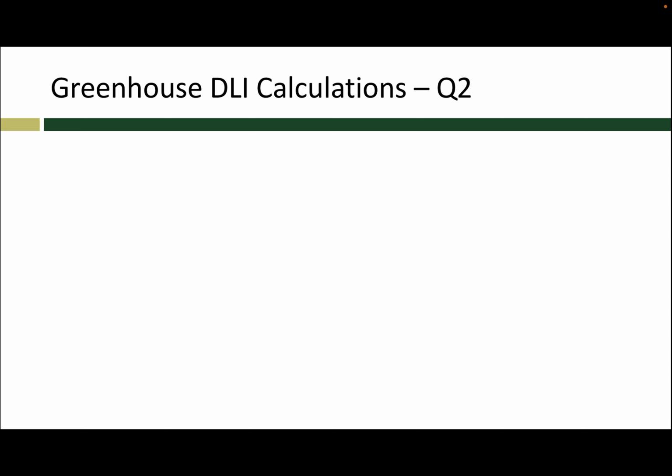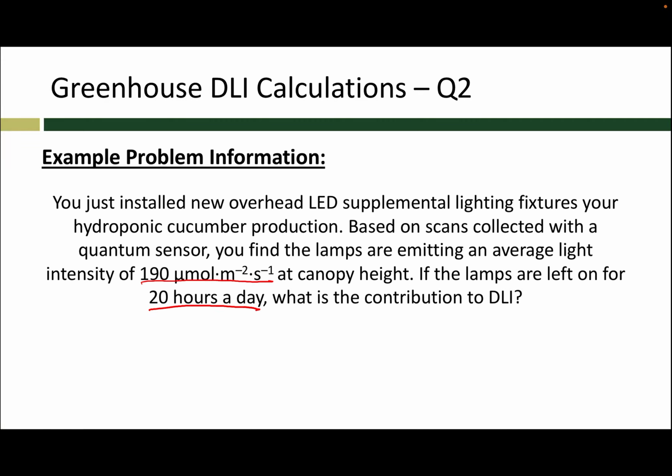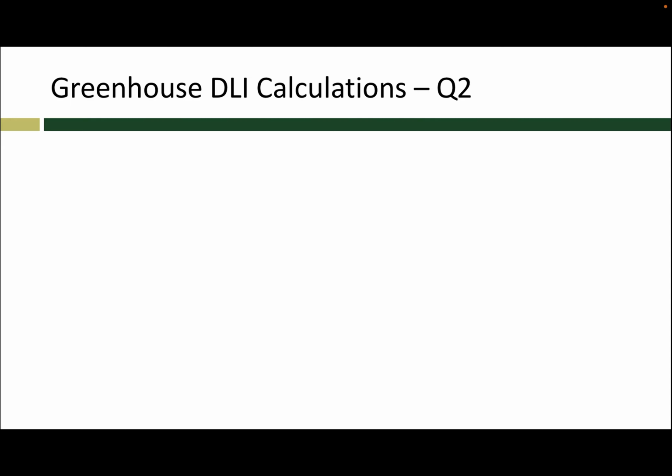And so in this case, we use that same equation and we can go ahead and start populating this information. So again, remember 190 micromoles and 20 hours a day. So in this case, our PPFD is 190 micromoles per meter squared per second. Oops, I'm sorry. We're going to multiply that times 60 seconds in a minute.